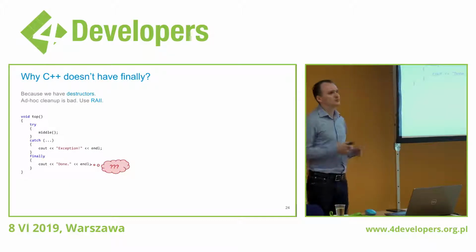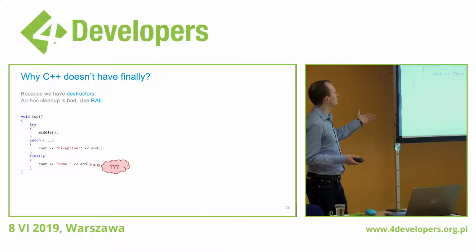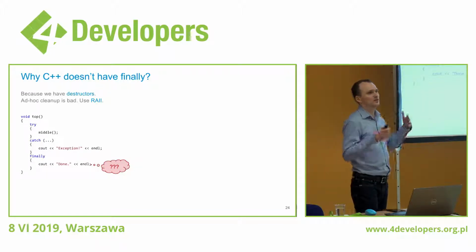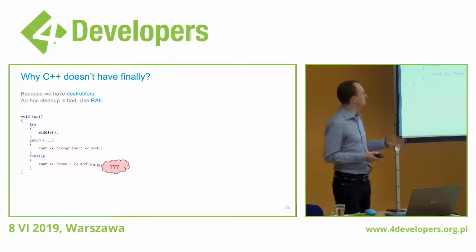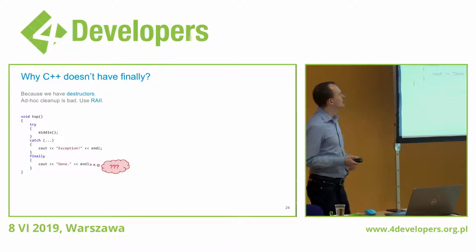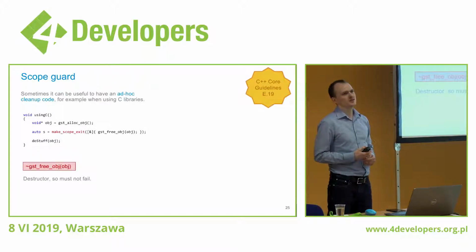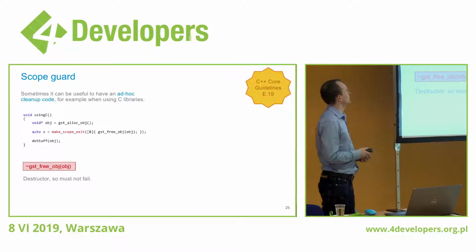Okay, so now why doesn't C++ have finally? Because finally blocks are just ad hoc destructors, and we don't need them in C++ because we have the real destructors, automatic destructors. So we don't need finally, right? But sometimes we just want ad hoc destructors. So we can write them.